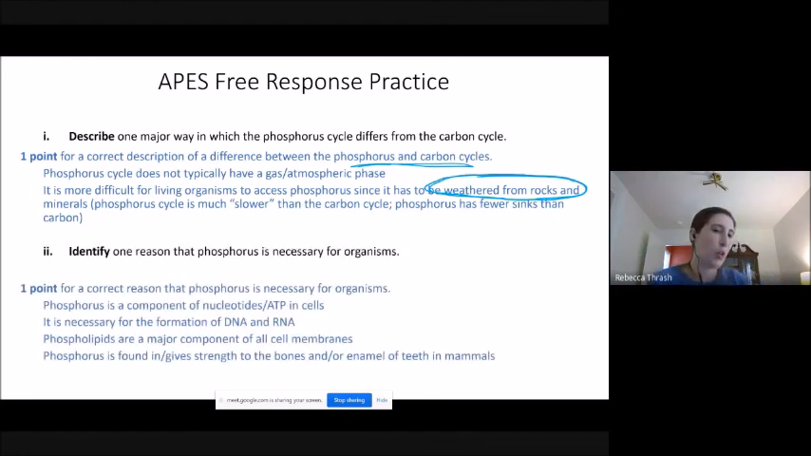And then part 2, there are many reasons why phosphorus is necessary for organisms. It was in our review of the phosphorus cycle. It's a component of nucleotides and ATP, nucleic acids, here for DNA, RNA. They're also part of the cell membrane as phospholipids. And phosphorus is found in animal bones and the teeth of mammals.